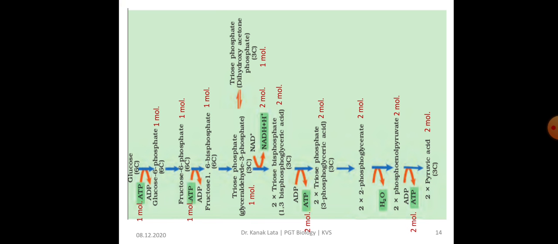Here it is about the different steps of glycolysis. You may observe here ATP utilized and ATP released. These are the 10 reactions of glycolysis. You may go through it. It is very easy for understanding the glycolysis process.